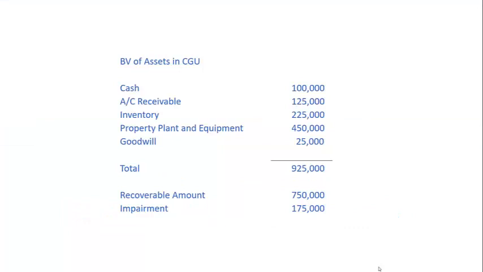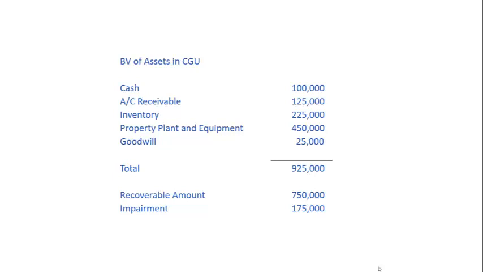To demonstrate this, I'm going to adopt the example of a simple firm with a balance sheet, and it's a firm which has just one cash generating unit and there are no corporate assets. That makes life much simpler. Also, my firm is going to have no liabilities. Once again, it's a simplification.